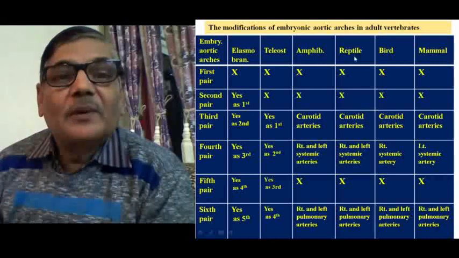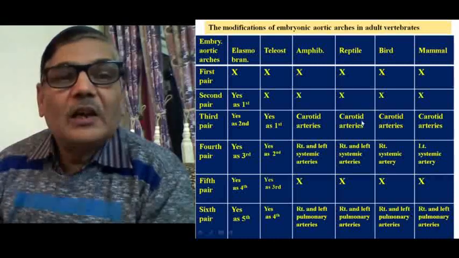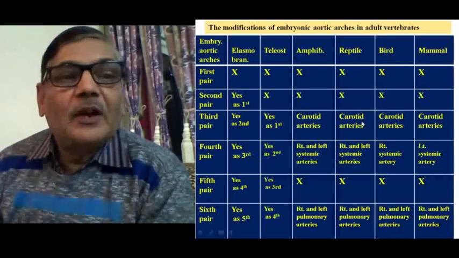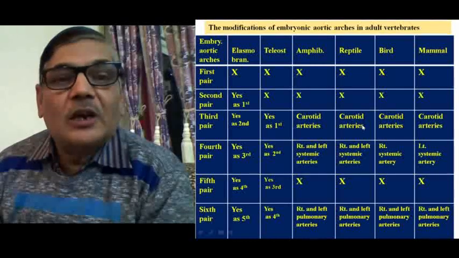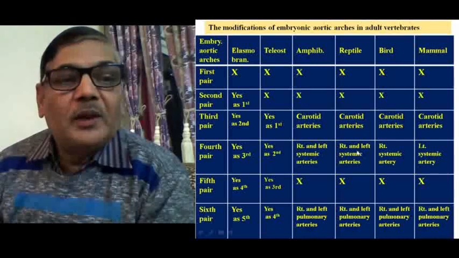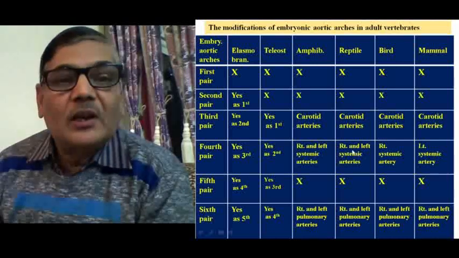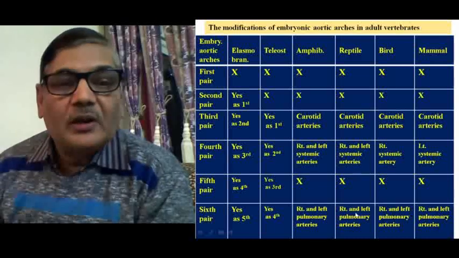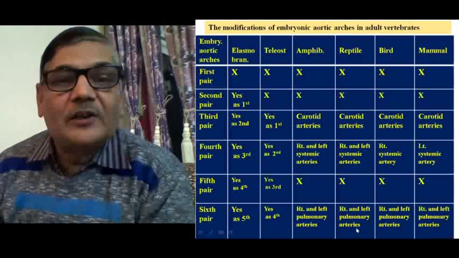Now in case of reptiles, here also the third pair of aortic arches, they are carotid arteries. Then fourth pair of aortic arches, they are right and left systemic arteries, and the sixth pair, they are referred to as right and left pulmonary arteries.